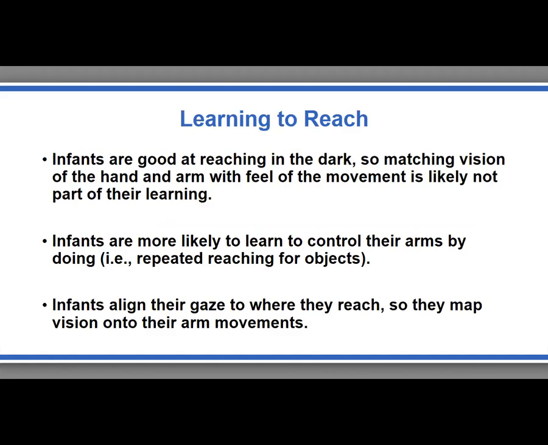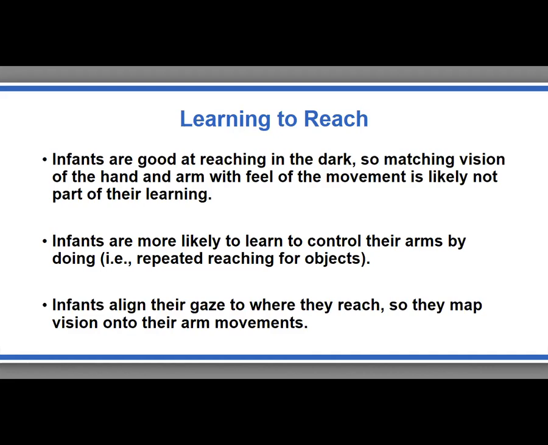So infants are good at reaching in the dark, so matching vision of the hand and arm with feel of the movement is likely not part of their learning, right? So again, we as adults, or those that have our vision as adults, are much more inclined to use vision as a big piece of what we're doing when we're reaching for something.